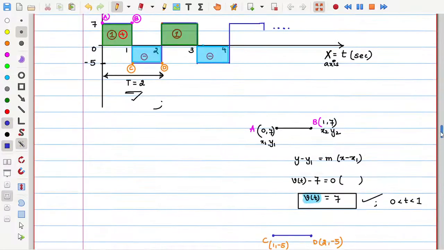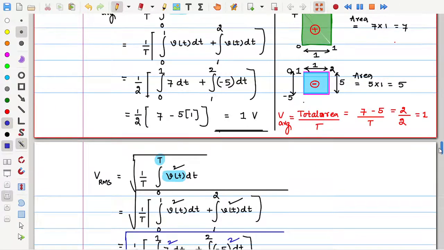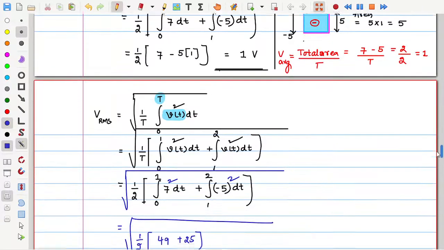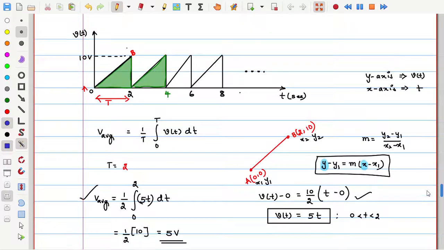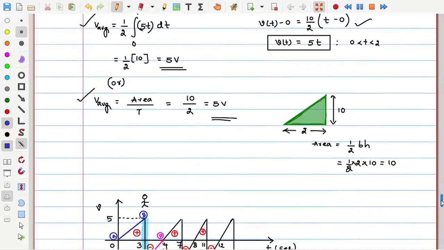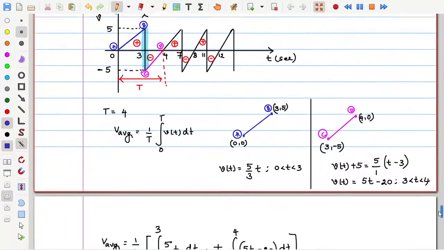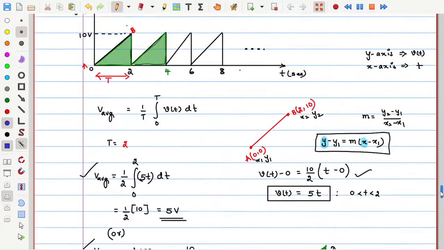Just go through these things yourself, you will understand to some extent. What we did for the average value, additionally I am just adding a root and the square of these values. For the same waveform which we took in the last session, I am trying to evaluate the RMS value now.